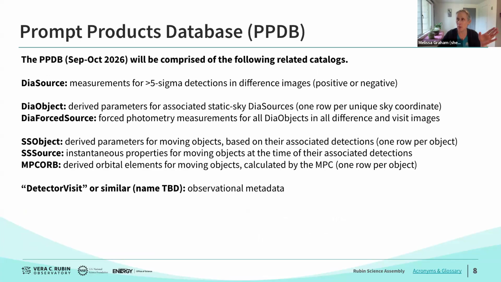And in particular, the prompt products database, the PPDB, which should become available September to October of this year, will be comprised of these tables. All of these you've just heard about: DIA source that contains the 5 sigma detections in difference images, the DIA object table that has derived parameters for associated detections on the sky. So for the DIA object table, it's 1 row per unique sky coordinate where we've seen a time-domain object, whereas DIA source is 1 row per detection. So 1 row per coordinate per time.